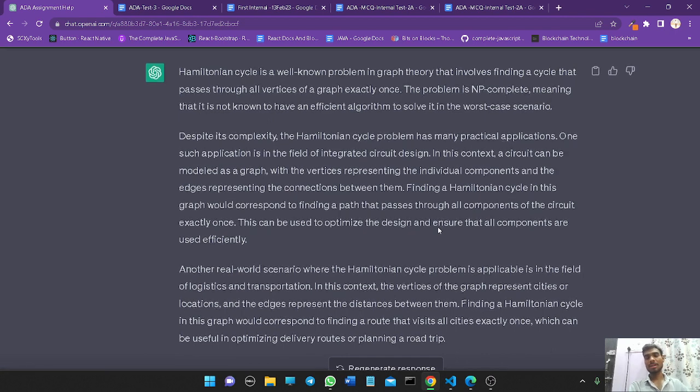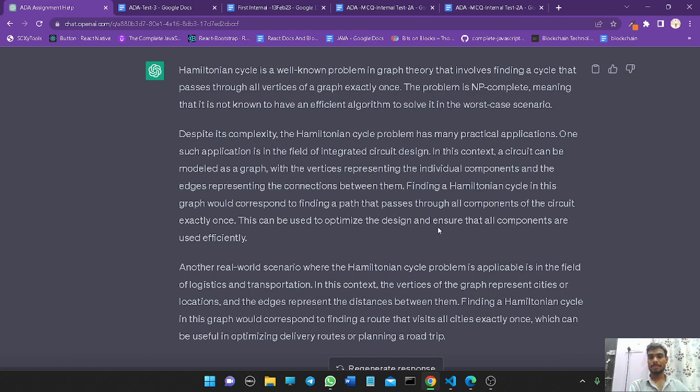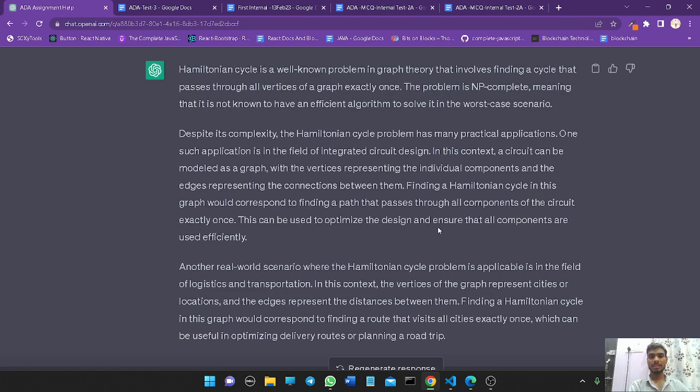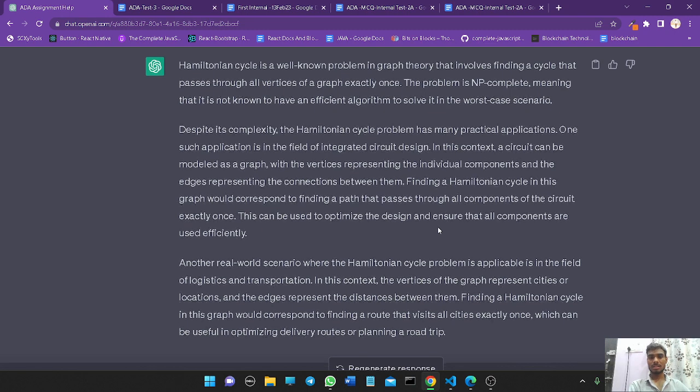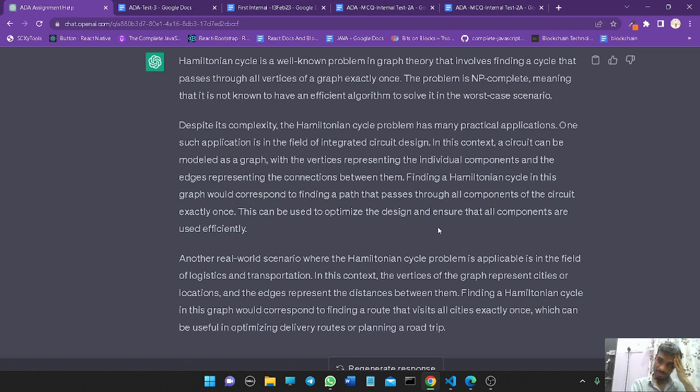The Hamilton cycle problem has many practical applications. One such application is in the field of integrated circuit design, where the circuit can be modeled as a graph. The vertices correspond to the individual components and the edges represent the connections between them. Finding a Hamilton cycle in the graph would correspond to finding a path that passes through each component of the circuit exactly once. This can be used to optimize the design and ensure that all the components are used efficiently.